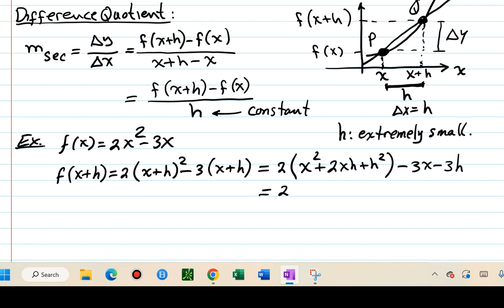Remove parentheses, distribute the 2. I get 2x squared plus 4xh plus 2h squared. Right?